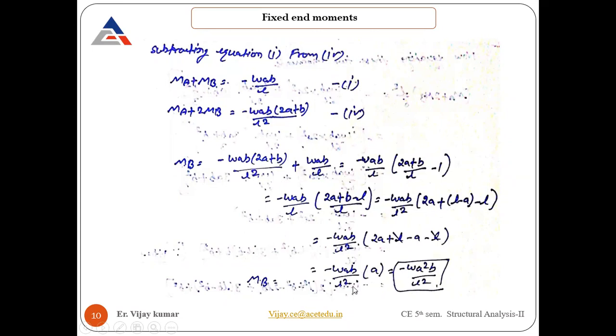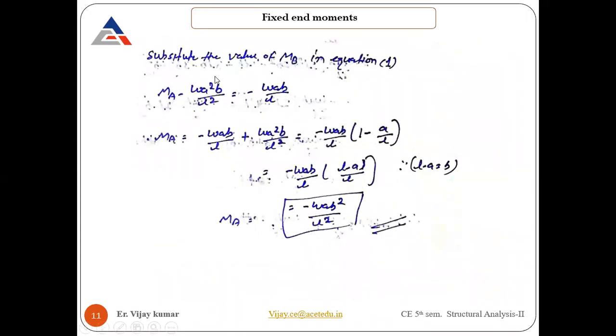Its value, MB, comes out to be minus WA square B by L square, and MA comes out to be WAB square by L square. This is the fixed end moment that we require. So MA is minus WAB square by L square, and MB is WA square B by L square. So this is the complete required data for this particular question. You can ask now.